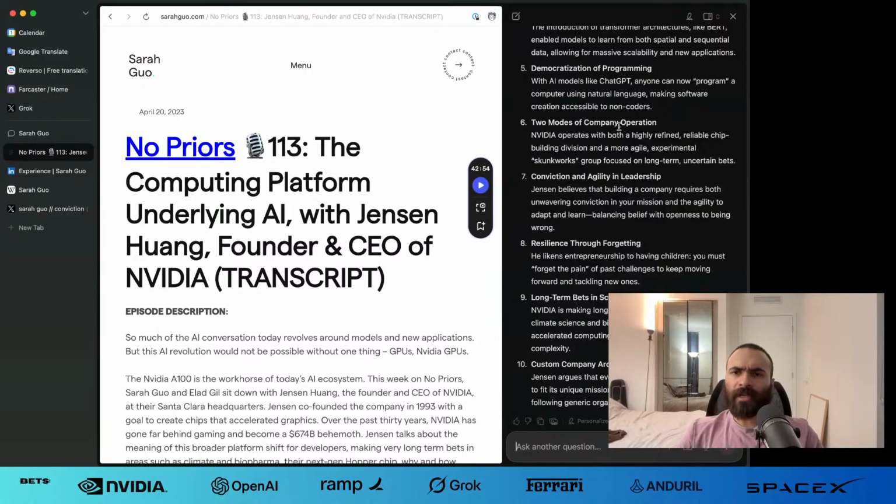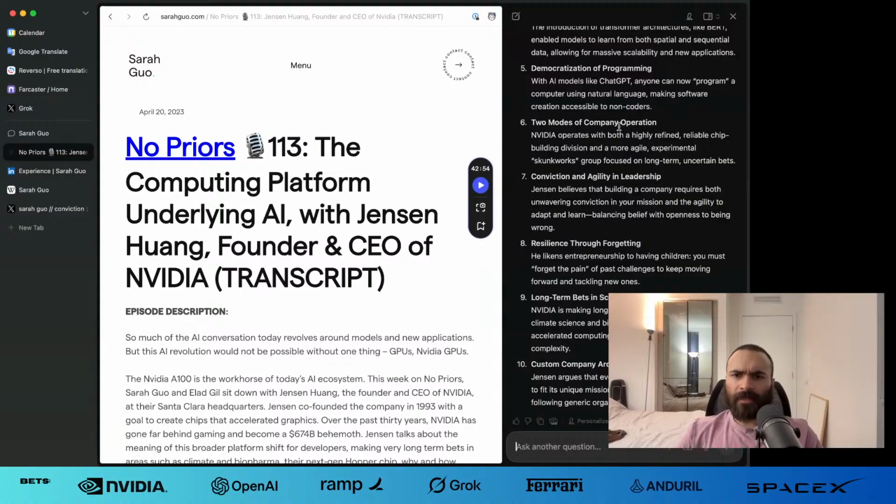Conviction and agility in leadership. Jensen believes that building a company requires both unwavering conviction in your mission and the agility to adapt and learn, balancing belief with openness to being wrong. Resilience through forgetting. He likens entrepreneurship to having children. You must forget the pain of past challenges to keep moving forward and tackling new ones.